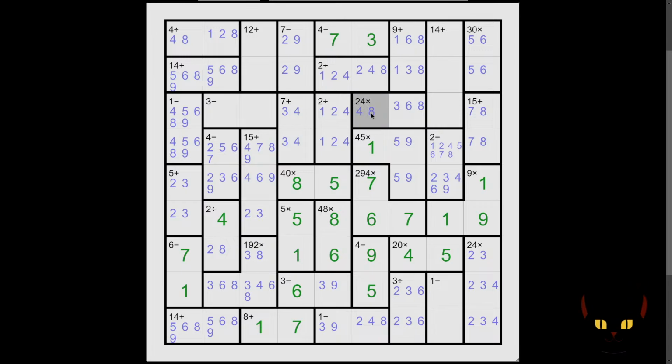Let's see, 24. 8 would require 3. 4 requires 6. This 8 would require 3. There's no 3 there anymore. Get rid of the 8. Use the 8. 2, 3, 6, 8.